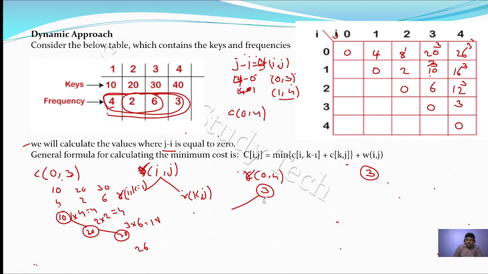Now here it is R of root 0 4. That key value is 3. So here it is R of i, value is 0. So what is the k minus 1 value? So k, that is 3. So 3 minus 1, that is 2 here. Then here it is R of k. The k value is 3, so that is 3 comma j value is 4. 3 comma 4.